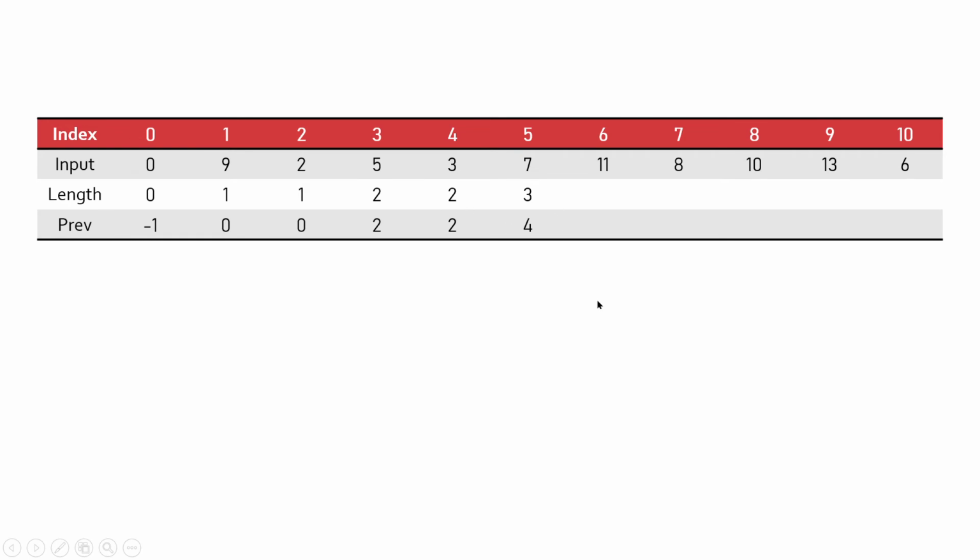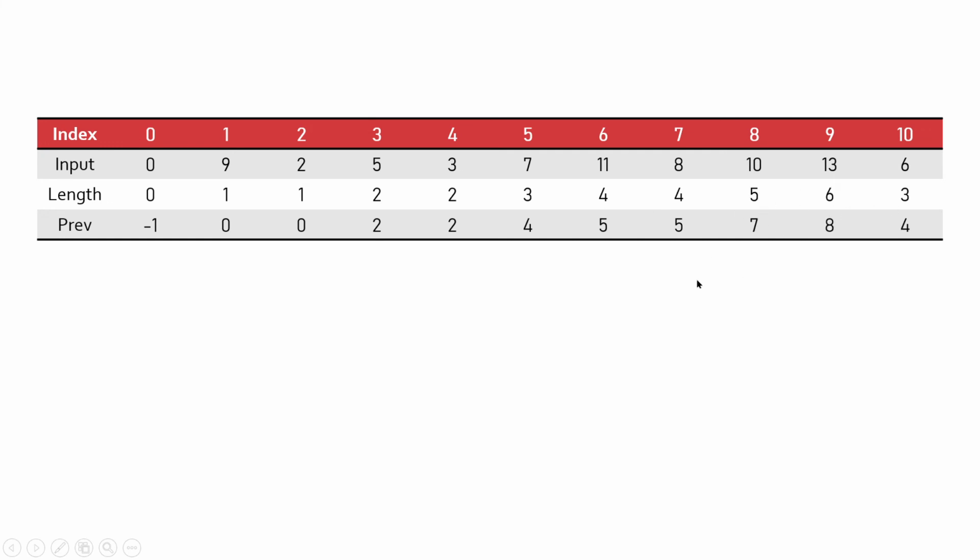Then 11 can be compared with all the inputs before 11. As our goal is to maximize, we will compare it with 7, the largest among them. So the length will become 3 plus 1, which is 4. Then for 8, we will take the larger input again for the same reasons, so the length will become 3 plus 1, which is also 4. For 10, the maximized option will be 8. For 13, it will be 10, and for 16, it will be 5. So the lengths will become 5, 6, and 3 respectively.